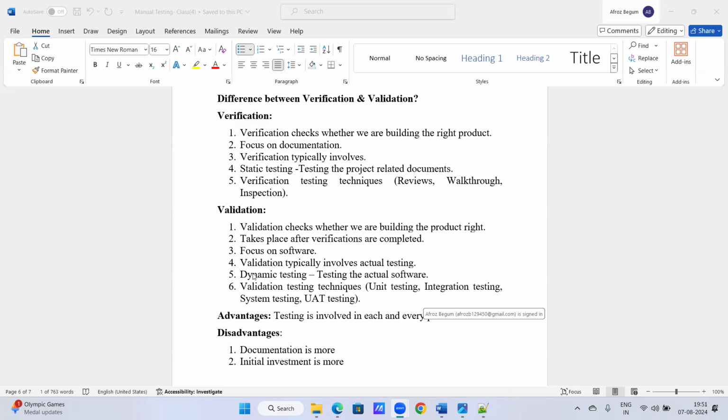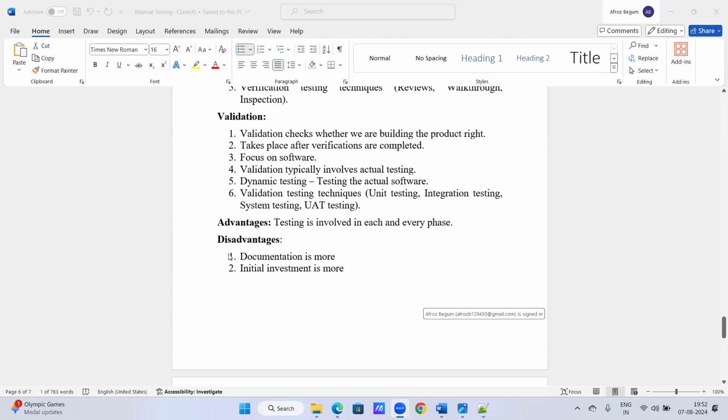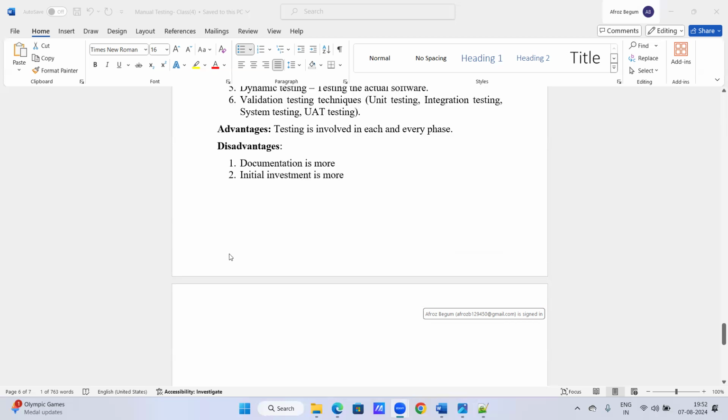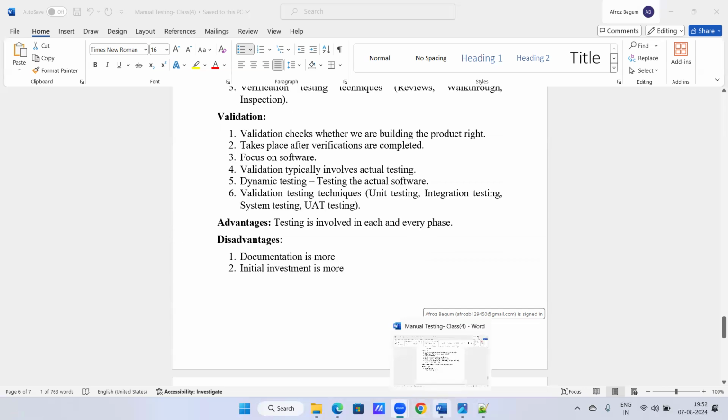What is the definition of static testing and dynamic testing? Static means testing the project-related documents; dynamic testing is testing the actual software. What techniques do we use in verification? Reviews, walkthrough, inspection. In validation: unit testing, integration testing, system testing, UAT testing. Later we will discuss in detail what review, walkthrough, and inspection are, and their advantages and disadvantages. I will show you one more document.